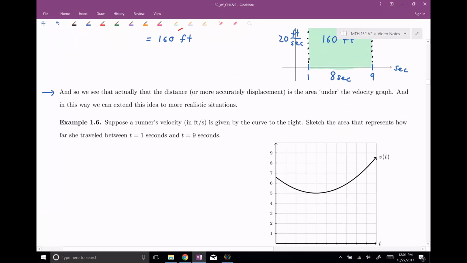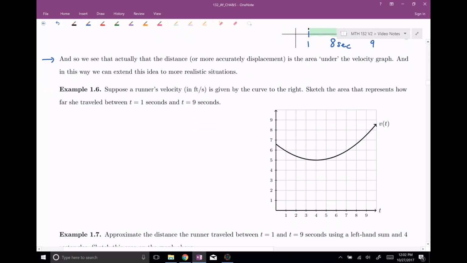So let's go ahead and think about this example right here. So we have a more complicated velocity function, or a more complicated rate of change function right here. And I would like to approximate or try to figure out how far this runner is traveling between t equals 1 and t equals 9 seconds. So just as before, I can go ahead and block off from t equals 1 to t equals 9. And if I want to know what the displacement of this runner was, the distance that she traveled, that's going to be the area under this curve.